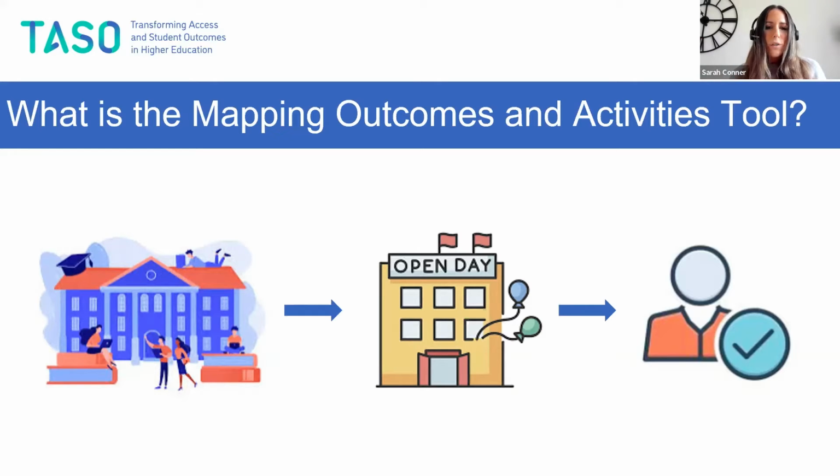And the key here is creating consistency across the sector in how we label the activities, how we code these activities, and how we're tracking students through those outcomes.